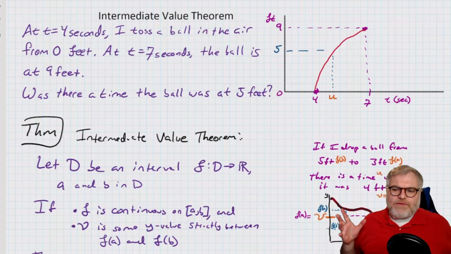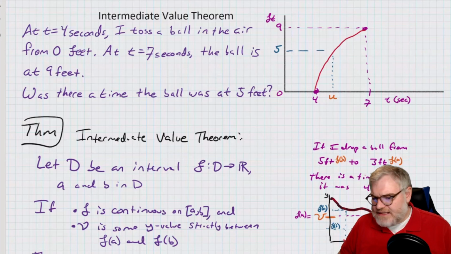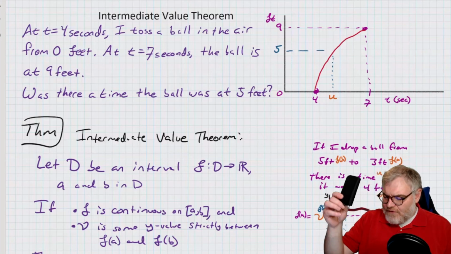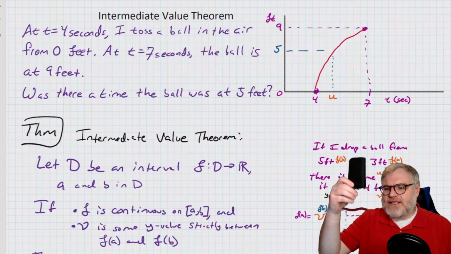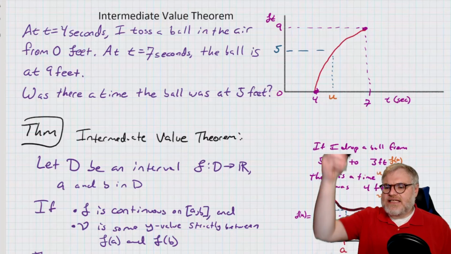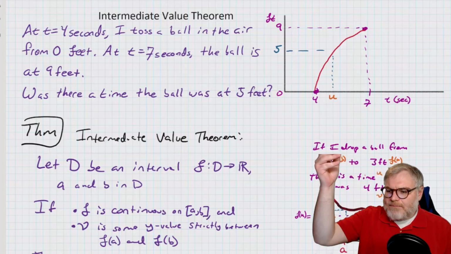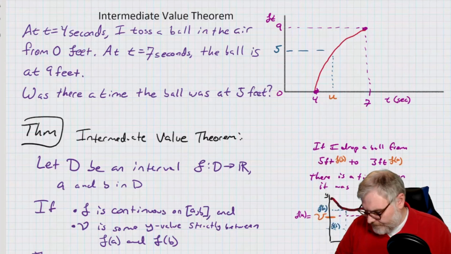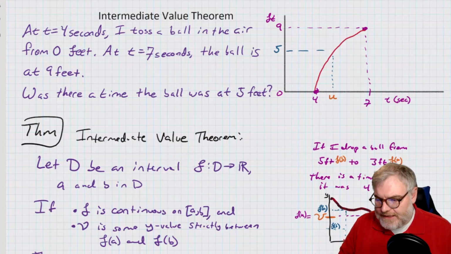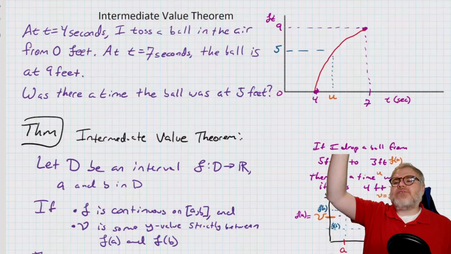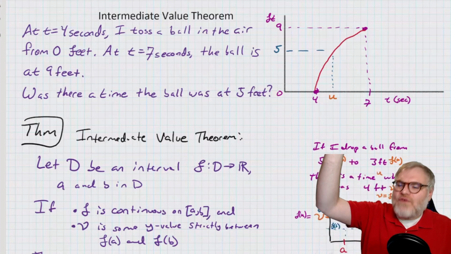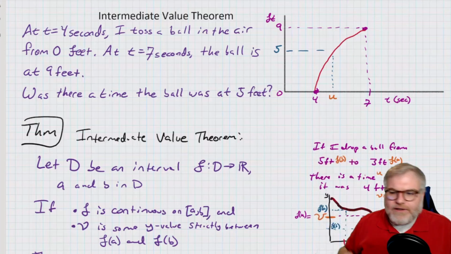There's a big idea here called the intermediate value theorem. The idea is intuitive in the following sense. If I have a ball and I toss it up into the air, at t equals 4 seconds it's at 0 feet, and at 7 seconds it's 9 feet high. So I give it a toss, and it goes up, and at some point it's 9 feet high. Was there a time when the ball was 5 feet high? If I start from 0 feet and go to 9 feet, is there a time when the ball is 5 feet high? Did it have to pass through 5 feet at some time in order to get to 9 feet? And the intuition is yes.